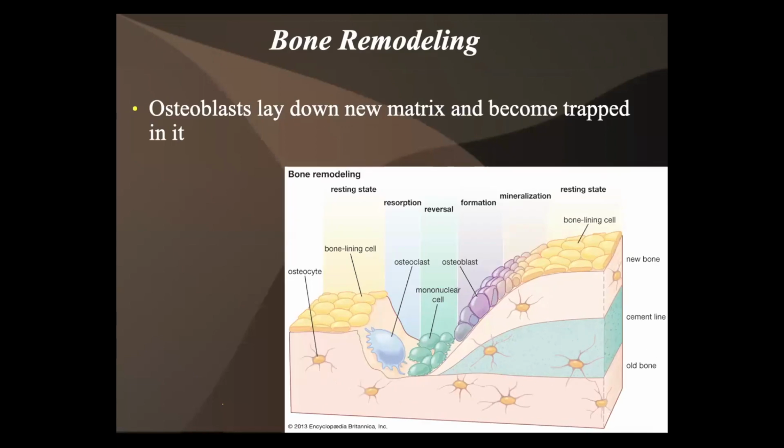Osteoblasts lay down a new matrix, and as they do that, they become trapped in that matrix. So osteoblasts lay down a calcium phosphorus layer, and it's like cement that they become trapped in. The very top layer is a new layer, where the purple is that you see. And then over time, as they harden, they become osteocytes, and they become the bone cells that make up the bone.